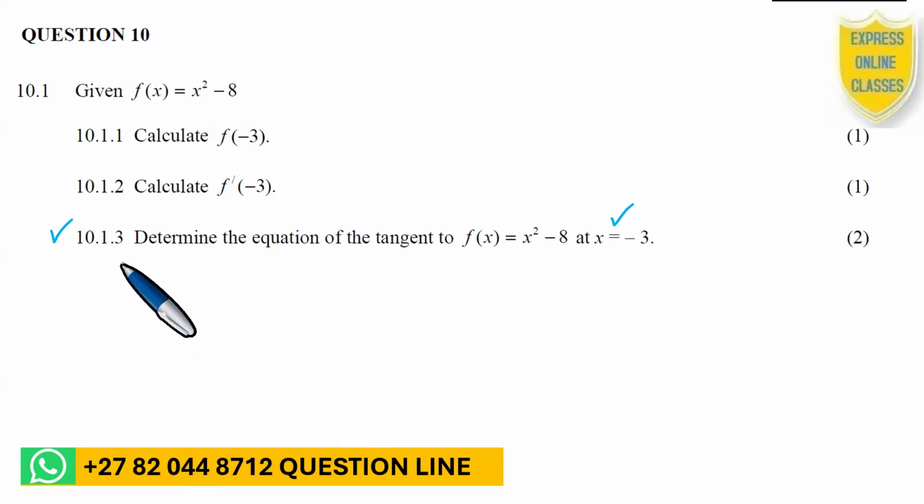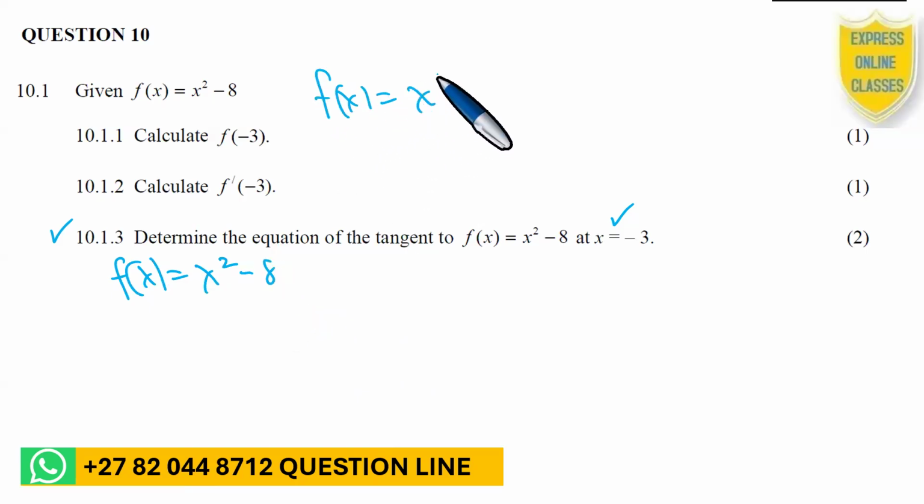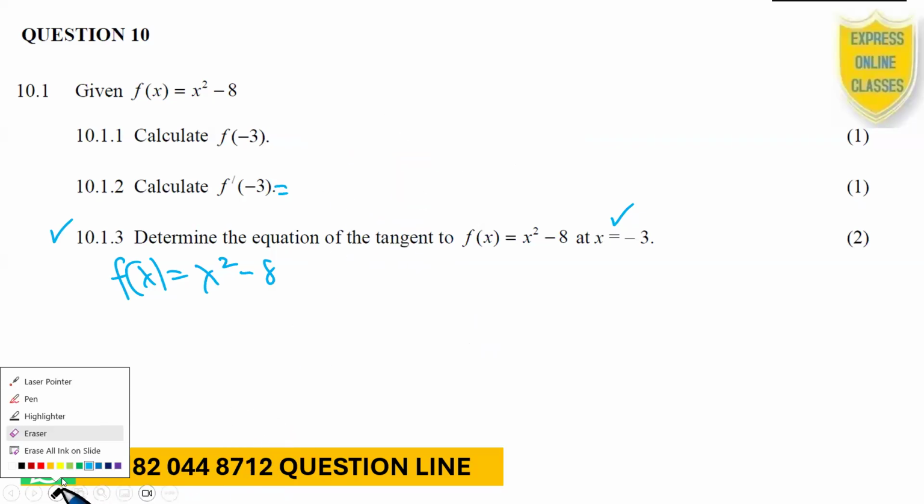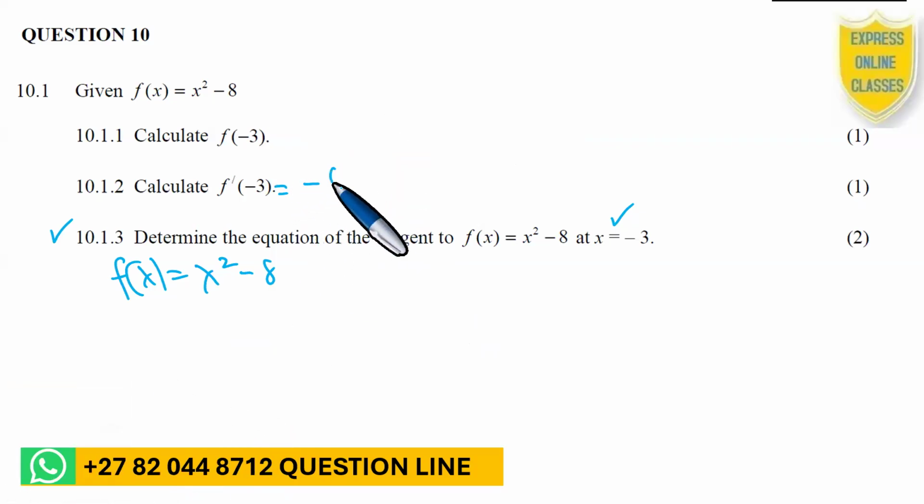So now you must find the slope first because f of x is x squared minus 8. Let us find the derivative, which is 2x. Let me not repeat the same things, because you already know the derivative. You already know f prime at minus 3 is minus 6, and that is m.